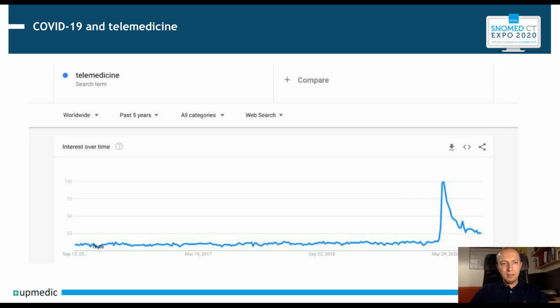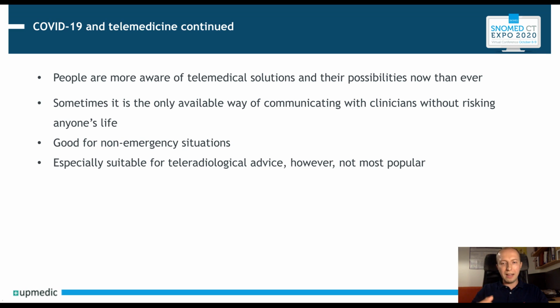COVID-19 changed a lot in modern medicine. When the COVID struck, we could observe that there was a huge spike in interest in telemedical solutions. Later, it dropped, but it is still twice as interesting for people to look for in Google as it used to be. Thanks to COVID, people are more aware of telemedical solutions and their possibilities. And because of COVID, it is sometimes the only available way of communicating with clinicians without risking anyone's life.